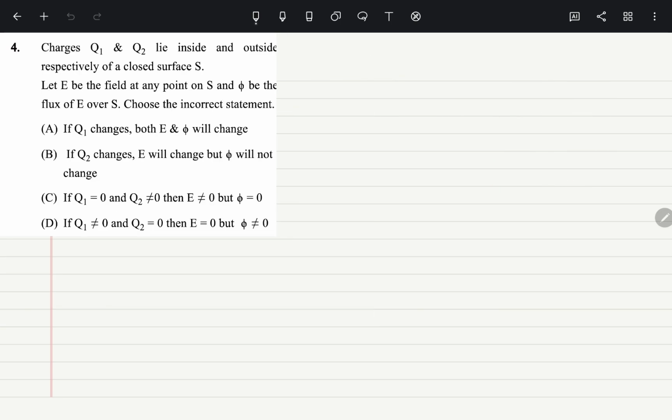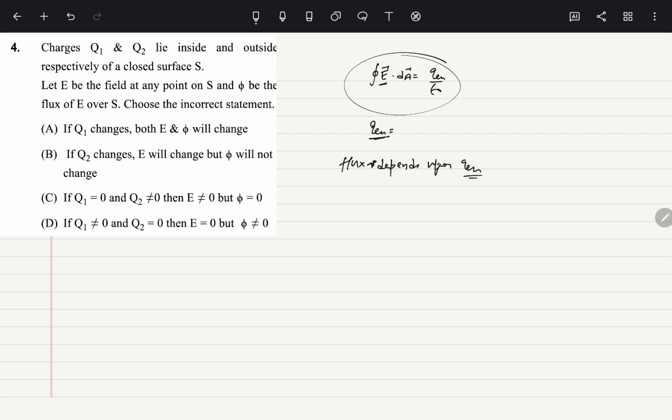Question number 4 is related to Gauss law. In Gauss law, we write E dot dA is equal to Q enclosed by epsilon naught, where Q enclosed is the charge inside the closed surface, and this Q enclosed is what the flux is calculated from. So only the enclosed charges produce the flux. In short, the flux depends upon Q enclosed. If Q enclosed is there, flux will be there. If Q enclosed is 0, flux will be 0.